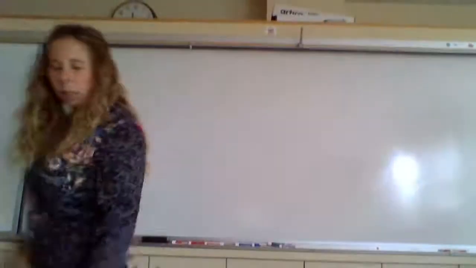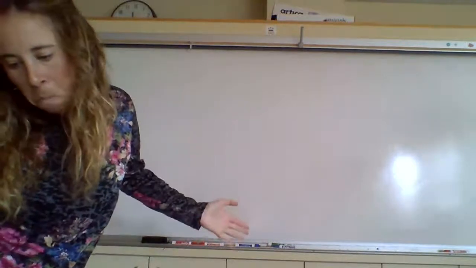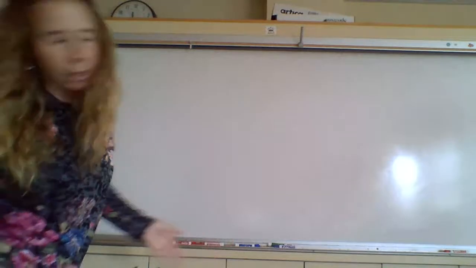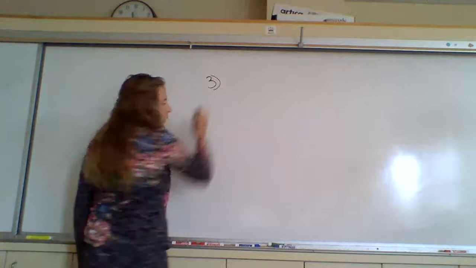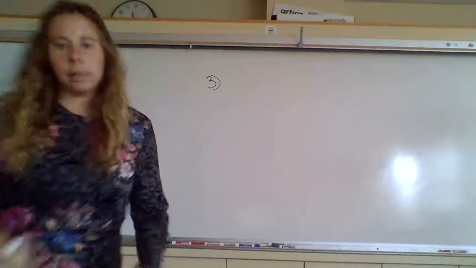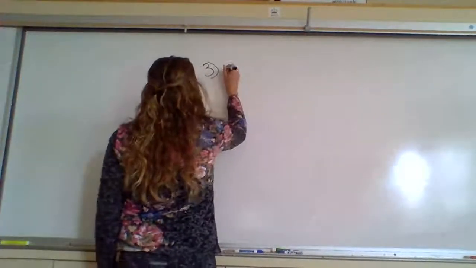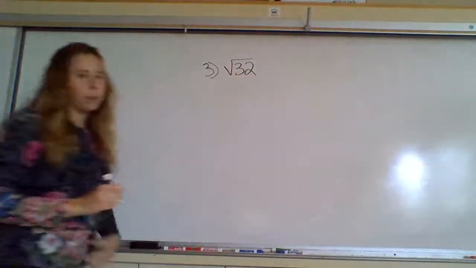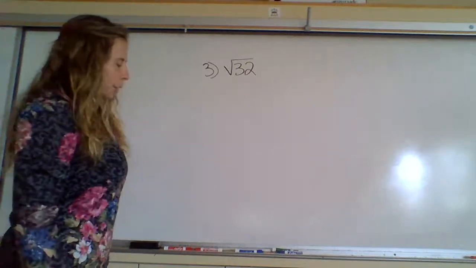Okay, so I'm going to do, I don't know, number 3. I'll probably do 2 of these. So number 3 is the square root of 32. So you're just simplifying the radical. All right, that doesn't mean you're turning it into a decimal. That means we're going to find the prime factors of 32.